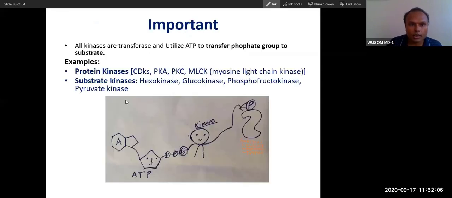Let's see this example very precisely. All kinases are transferases. You have to remember that all kinases are transferases, and you will talk about these kinases. Have you gone through cyclin dependent kinase? Anybody please answer me quick. Cyclin dependent kinase.